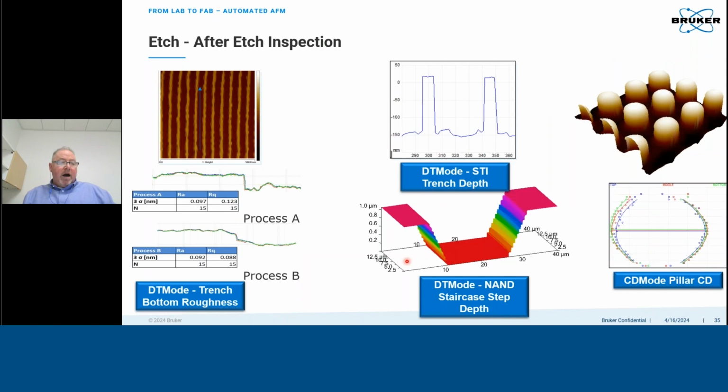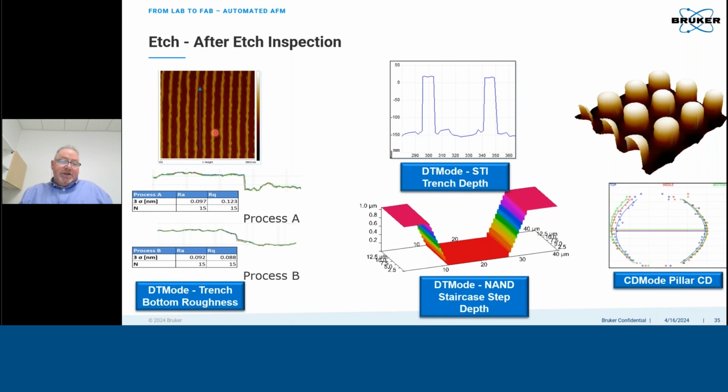Etch, this is a very common application for depth metrology in semiconductor and automated AFM. Showing you some interesting and key applications here. Again, DT mode for SGI trench depth or any of the back-end depth applications is very, very key. DT mode for NAND staircase. This is a critical step in the production of NAND flash memory.